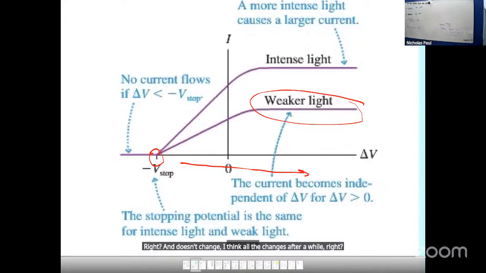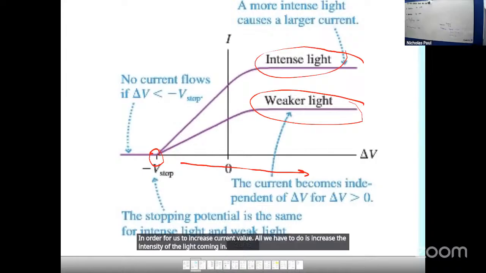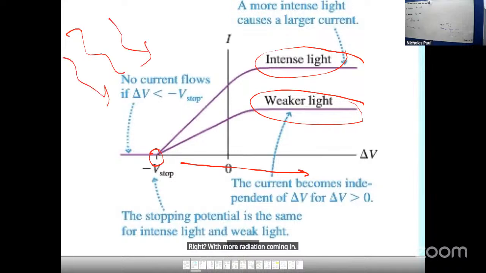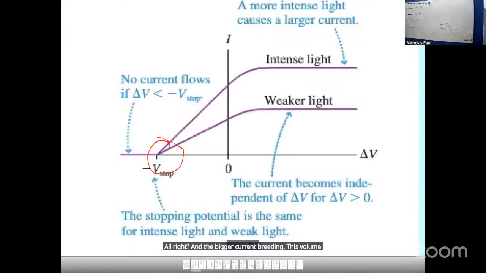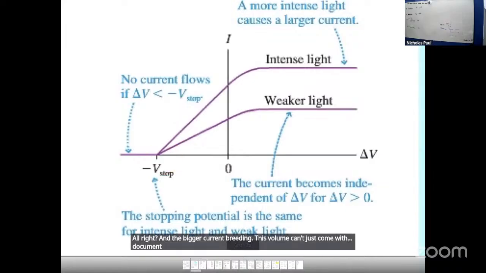In order for us to increase the current value, all we have to do is increase the intensity of the light coming in. The more radiation coming in, the more electrons will leave. Intense means more radiation coming in. That's all. The more intense, the more electrons will leave, and the bigger the current reading. This value here is the stopping potential.